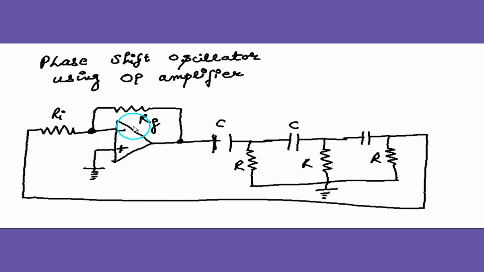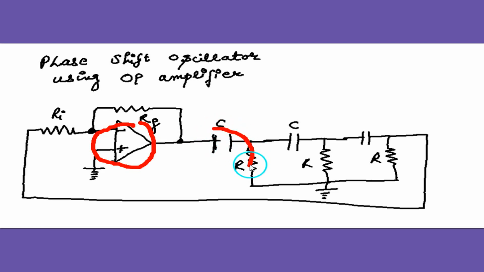This is an op-amp, right, having an inverting terminal and a non-inverting terminal. The non-inverting terminal is grounded, and RF is the feedback resistor for the op-amp. RI is the input resistor to the op-amp, because the input is at the negative terminal. The output which the op-amp gives will be out of phase with the input by 180 degrees.